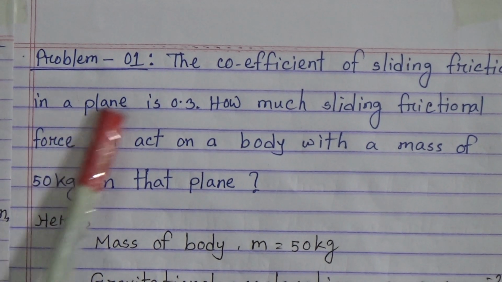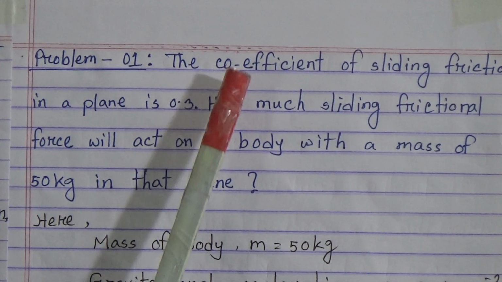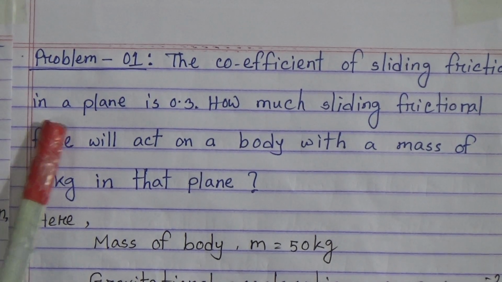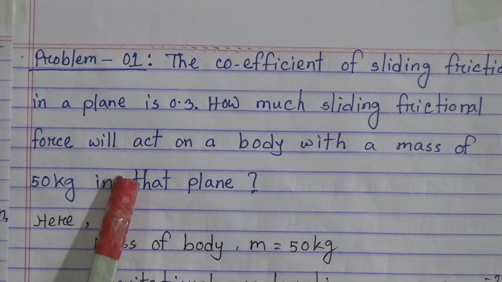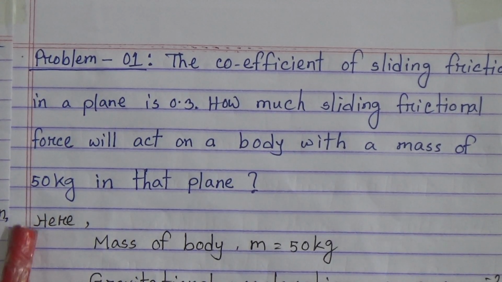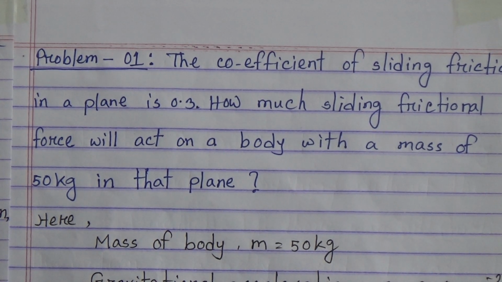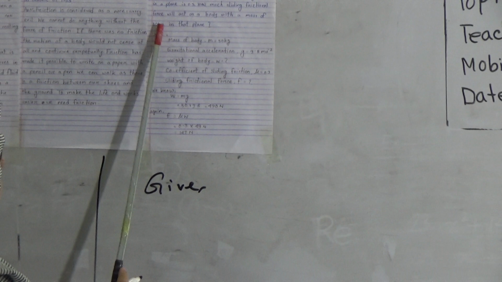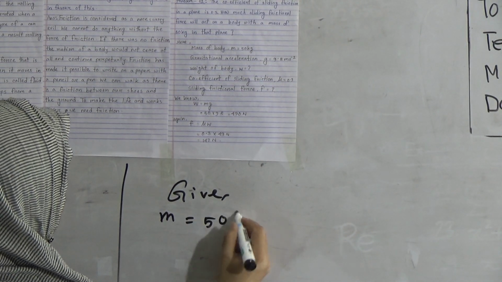Now come to this problem. My dear students, we will solve this problem now. This is a mathematical problem. The coefficient of sliding friction in a plane is 0.3. How much sliding frictional force will act on a body with a mass of 50 kg in that plane? At first we have to write what is given here. The mass of the body is 50 kg, that means m is 50 kg.